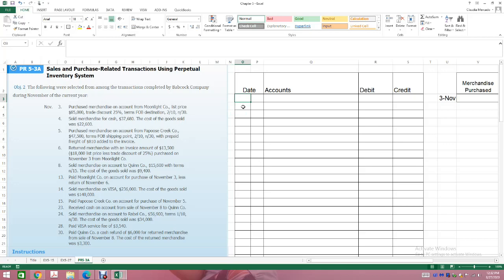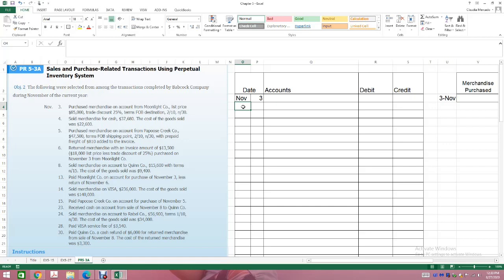So we're going to start off with the first transaction, and these are dated November. The first one was November the 3rd. It says here, you purchase merchandise on account from Moonlight Company. The list price is $85,000, but you're going to get a trade discount of 25%. The terms are FOB destination, 2/10, net 30. So that means you're going to get a 2% discount if you pay within 10 days. So we have to record that purchase in our books.